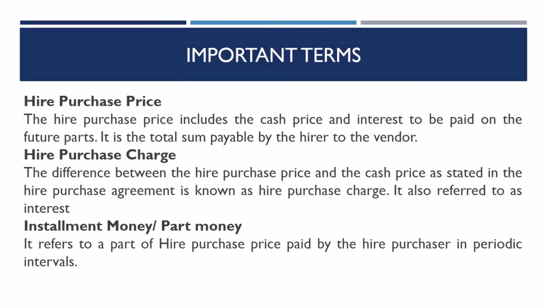Then there's something which is called an installment money or a part money. This refers to the amount that you would be paying for each part at regular intervals to the hire vendor. Each of those parts is referred to as a part money or the installment.